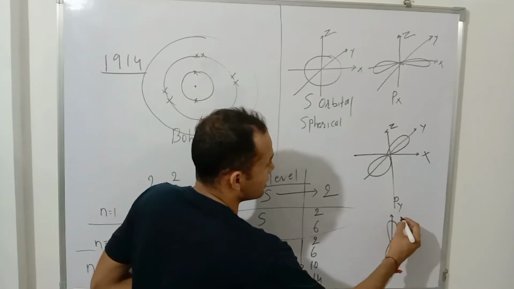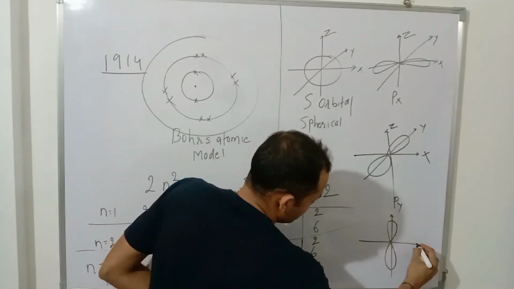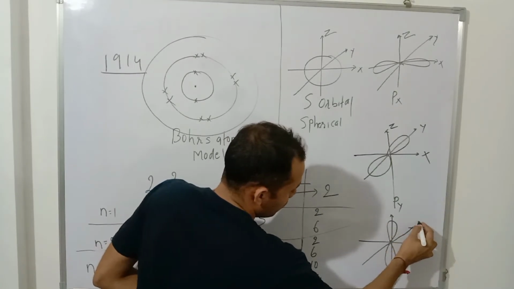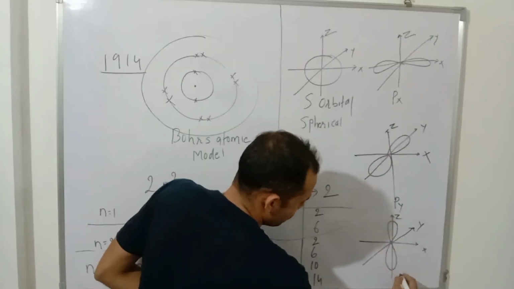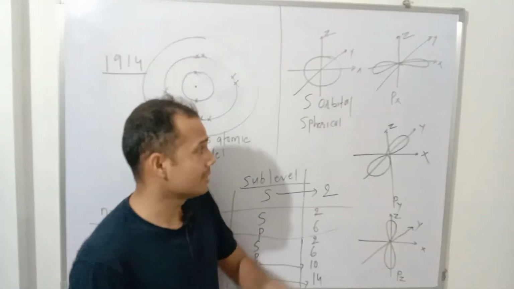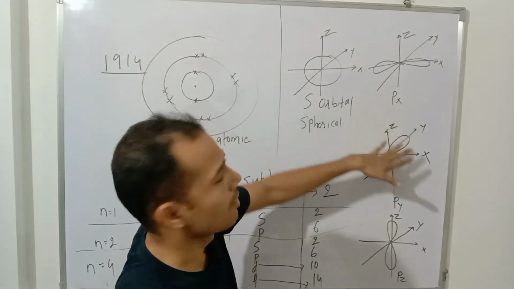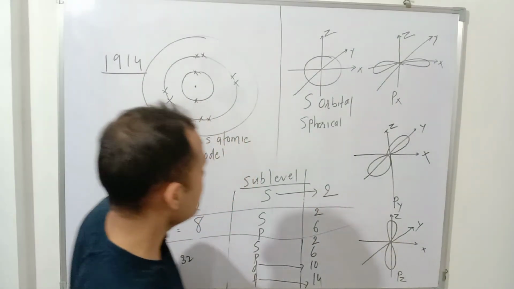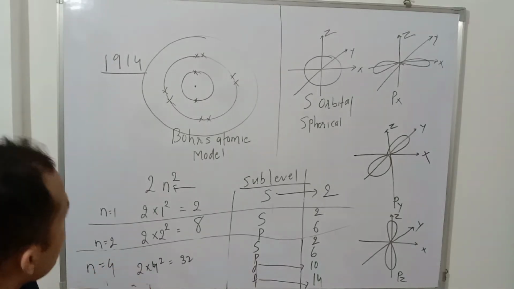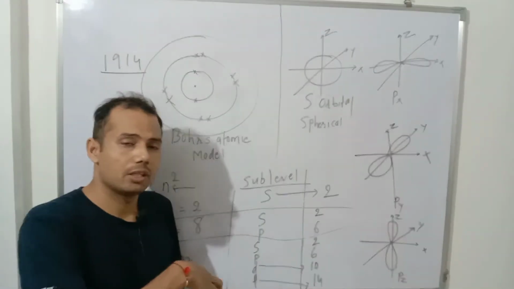And pz, now pz will be like this. 3 directions, 3 orientations, we say. So this is your x and this is your y. So this is called pz. These 3 are the sub-level, we say.